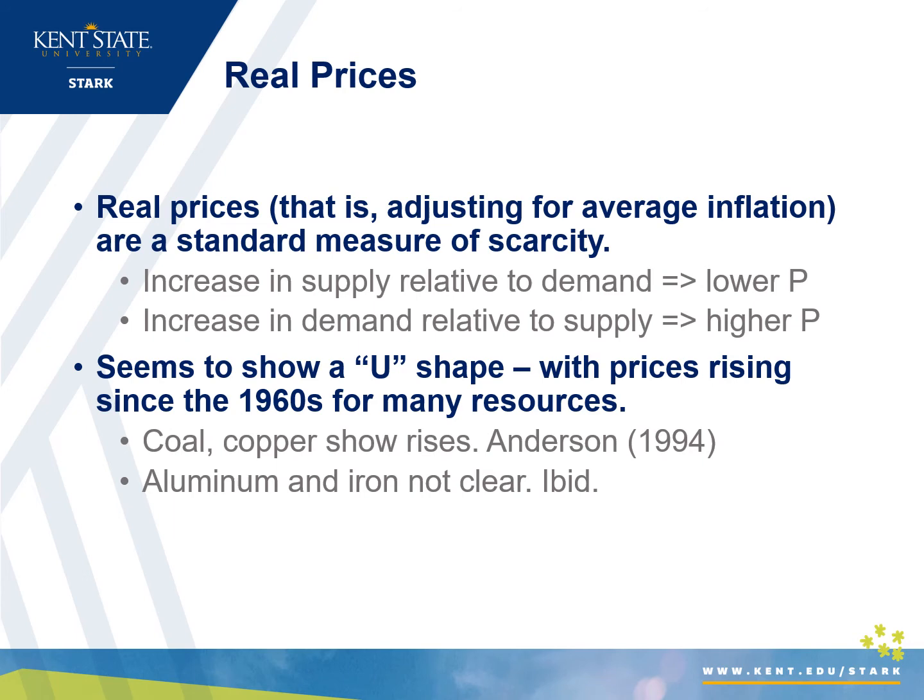Now, there are some exceptions. For example, if you look at coal and copper, we see relatively clear rises in their prices from the 1960s forward. But if you look at, say, aluminum and iron, then it's not so clear that there is any trend. It appears to be somewhat flat. So the flatness of real prices would suggest, actually this goes back to the idea of resource lifetimes being basically constant over time.